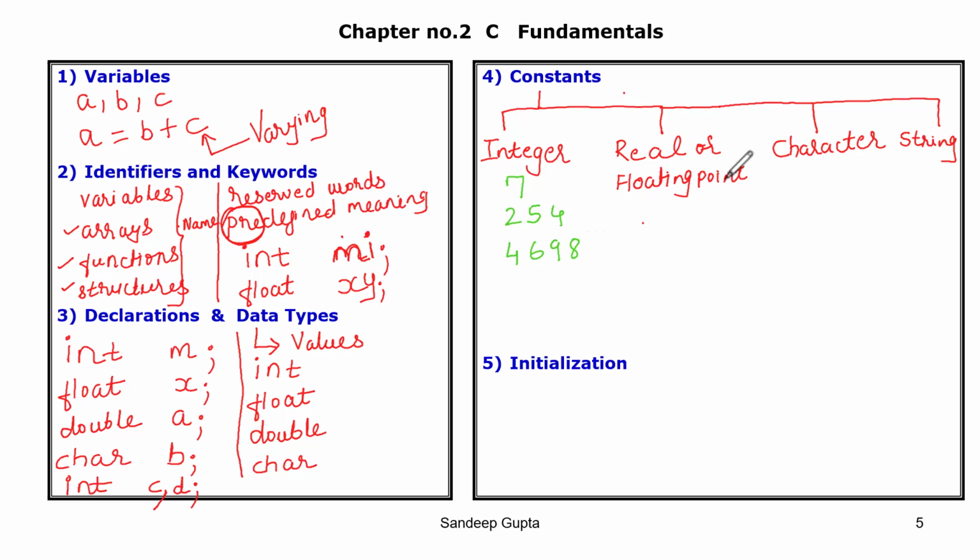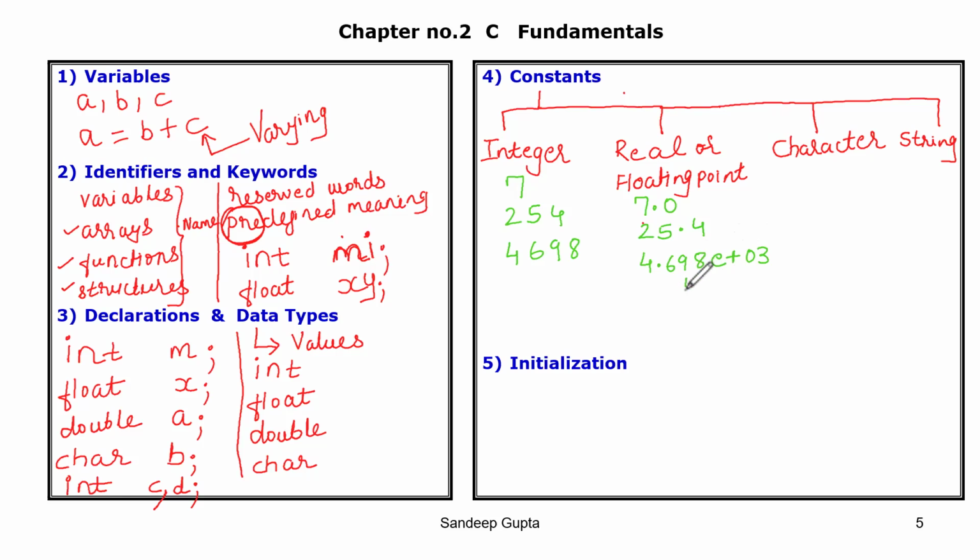Then you have real or floating point constant. So something like 7.0, something like 25.4, something like, look at this carefully, 4.698E+03 is a floating point constant. Now, you may wonder, what is this? So basically, this thing which I wrote now, this E stands for exponent.